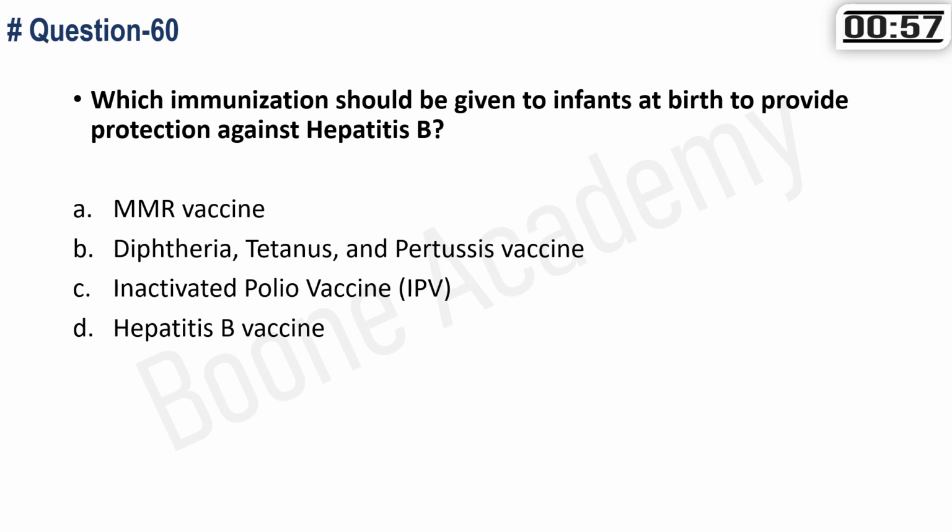Question 60. Which immunization should be given to infants at birth to provide protection against hepatitis B? A. MMR vaccine. B. Diphtheria, tetanus, and pertussis vaccine. C. Inactivated polio vaccine, IPV. D. Hepatitis B vaccine. You have 1 minute to answer your question.